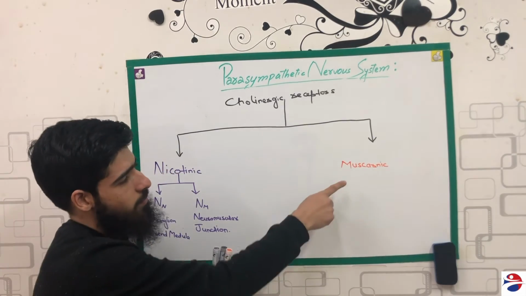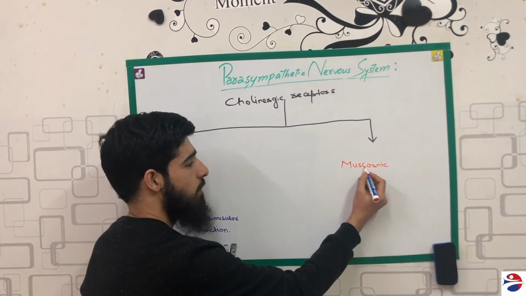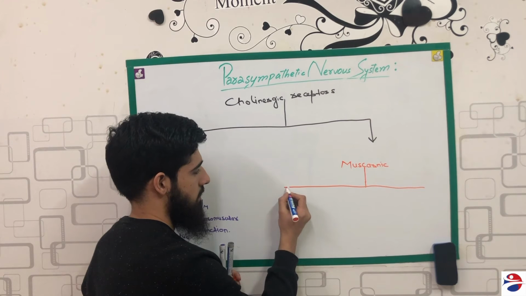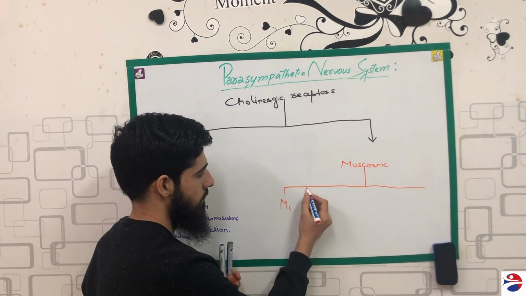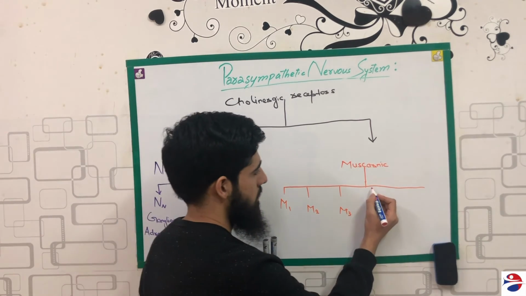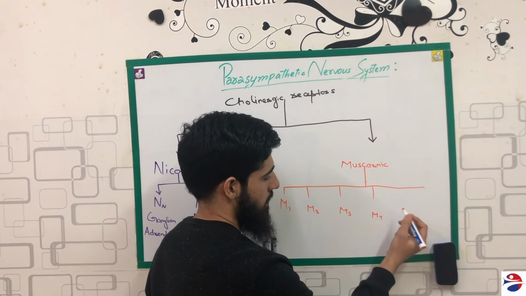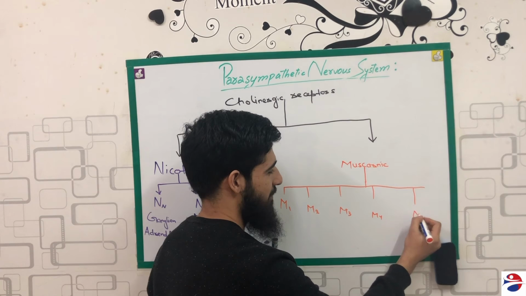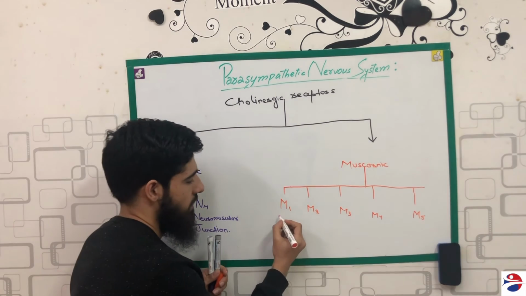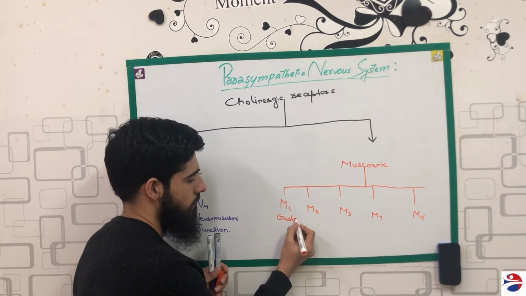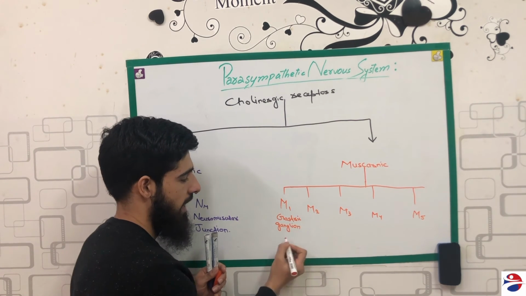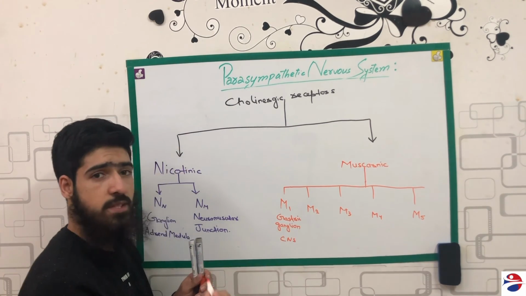Now we are going to muscarinic receptors. They are subdivided into five parts: M1, M2, M3, M4 and M5. M1 is present in gastric ganglia and CNS. M2 is present in the heart and CNS.